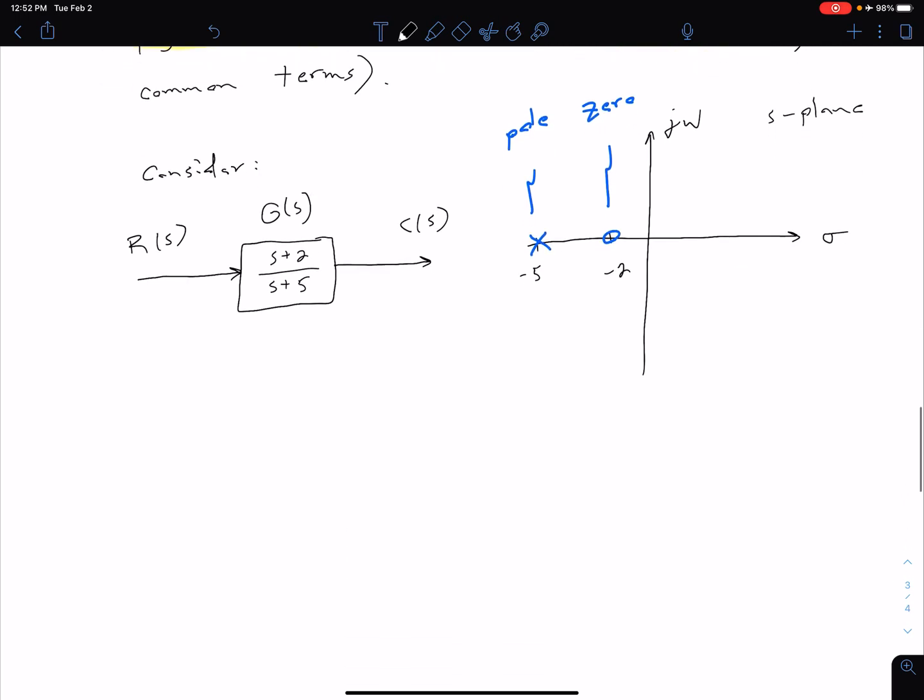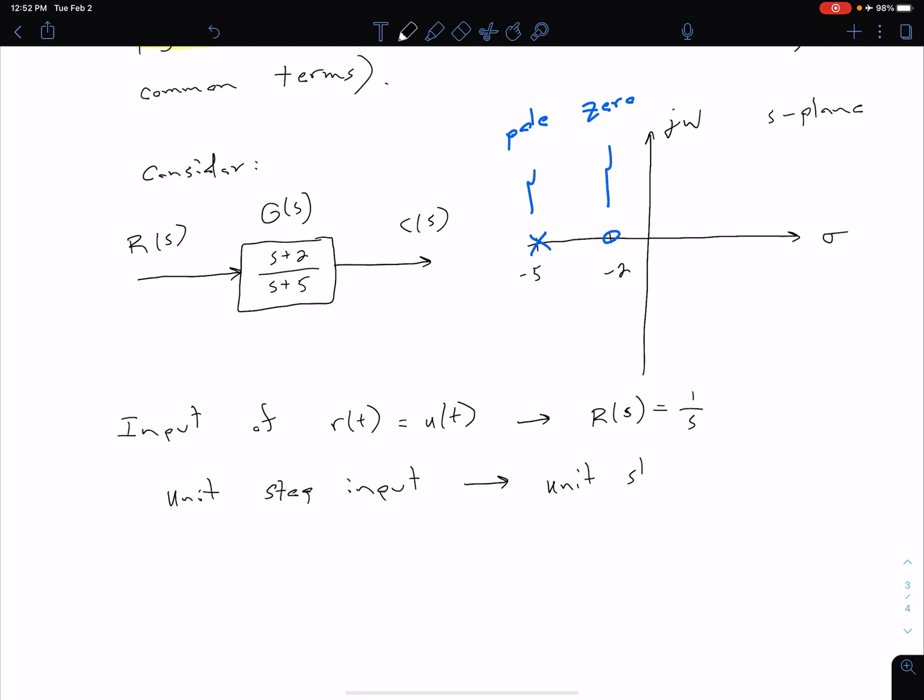Now coming back to the polynomial description of our transfer function, let's give our system an input. An input of r of t equal to u of t. This is a step input, which corresponds to R of s equal to 1 over s by taking the Laplace transform. This is what we call a unit step input. Another bit of terminology is that the output is then our unit step response. It makes sense: our input is a step input, so our output is a response to that input, the unit step response.